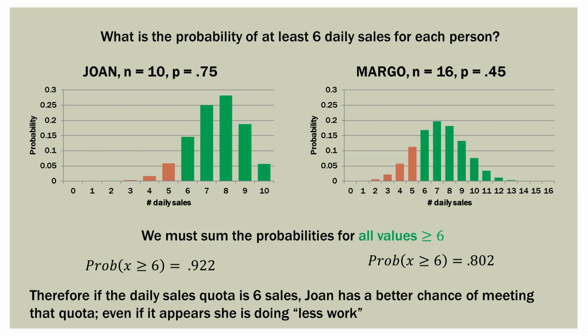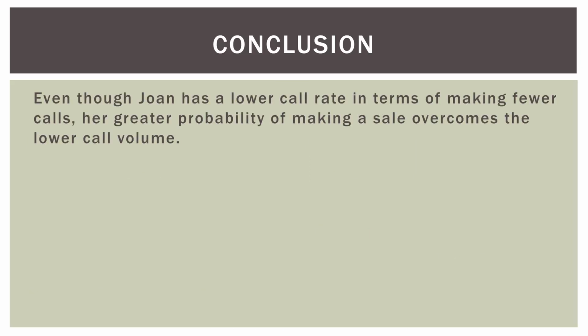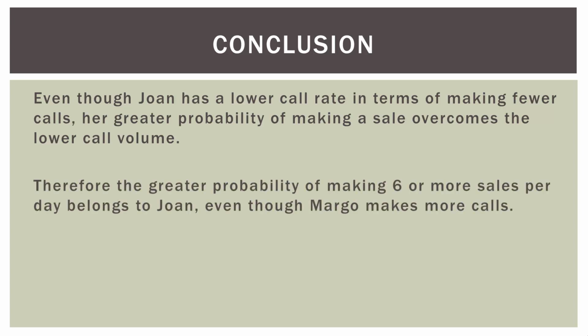So Joan is making fewer calls per day, but her success rate is much higher. Margot is making many more calls during a day, but her success rate is lower. So in this case, it's not necessarily the amount of calls you make. It is a combination of that and your success rate. So what's our conclusion here? Even though Joan has a lower call rate in terms of making fewer calls per day, her greater probability of making a sale overcomes that lower call volume. So therefore, the greater probability of making 6 or more sales per day, of making that quota, belongs to Joan, even though Margot makes more calls than Joan.